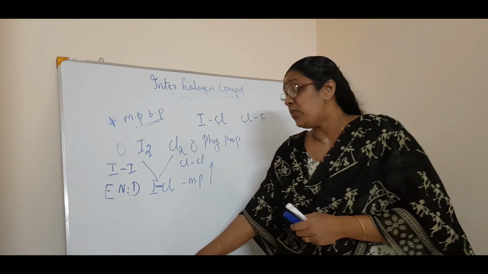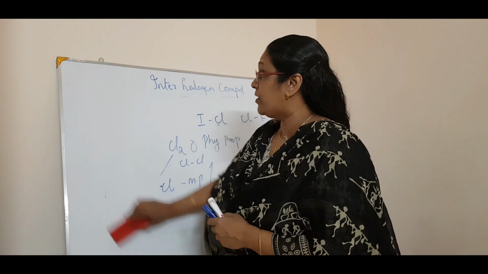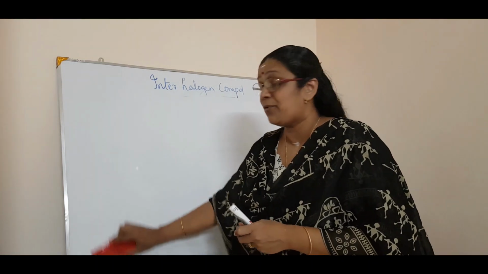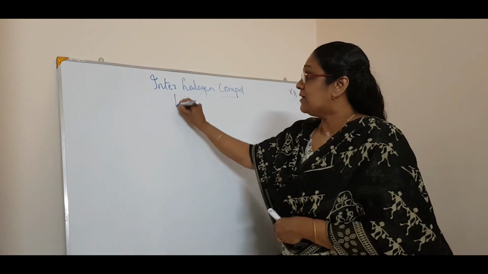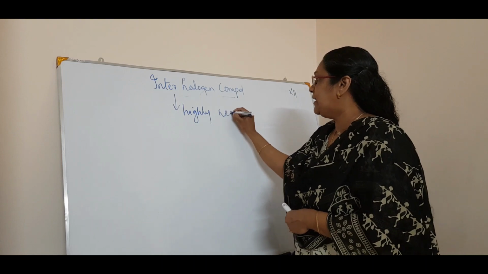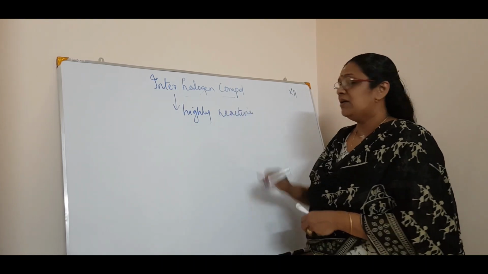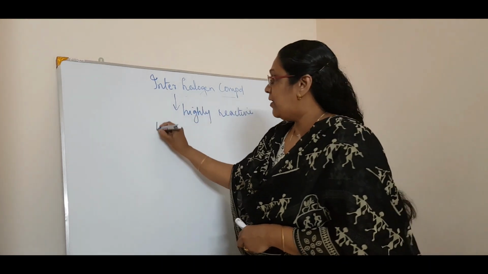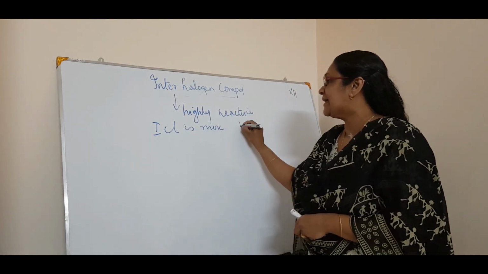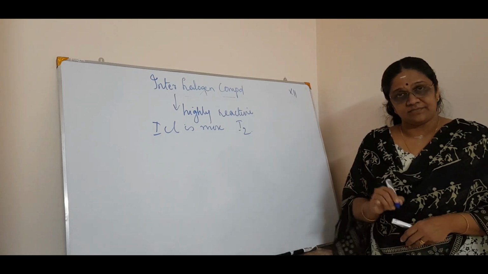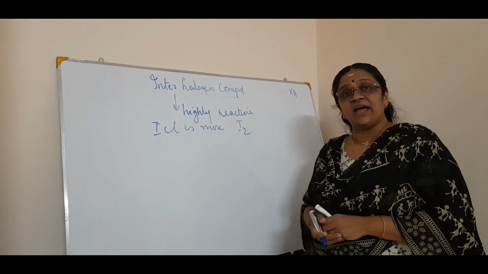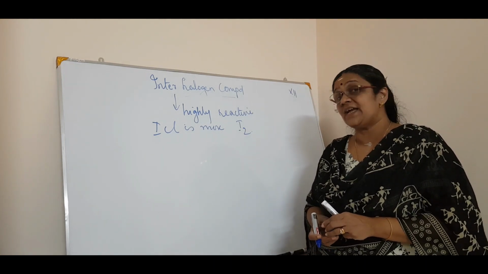Okay. Now we are coming to the reactivity of interhalogen compounds. The usual question for the board exam. Interhalogen compounds are highly reactive in nature. For example, a board exam question is asked: ICl is more reactive than I2, give reason. One more question: why is ICl more reactive than I2? And what will be the reason?